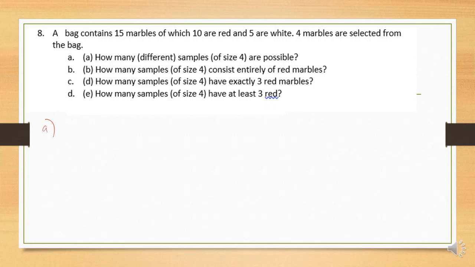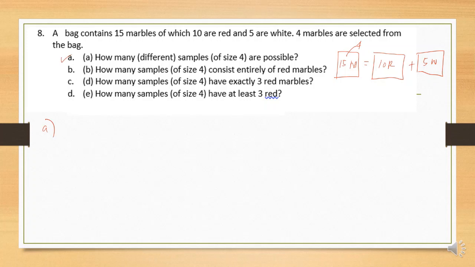Ang sabi ko, pag ganito yung mga problems natin, mag-draw tayo ng mga boxes. So, 15 marbles, which consists of a box, consists of 10 red and 5 are white. Okay? So, dalawang kulay lang. 10 red and 5 white marbles. Okay? So, ang kinukuha natin lagi dito ay 4. So, how many different samples of size 4 are possible?